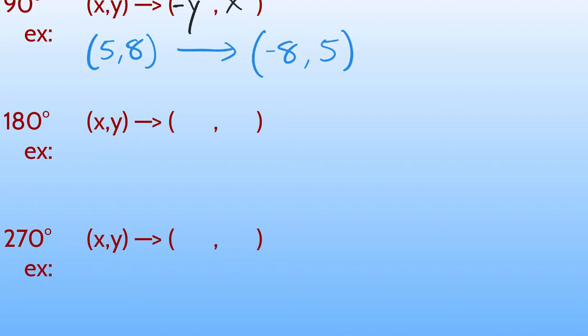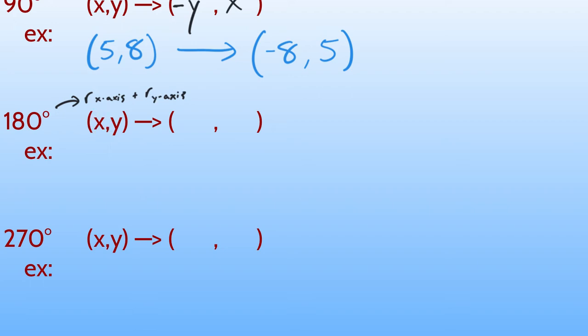All right, so the next one is 180 degree rotation. One of the ways I like to think of 180 degree rotation is that it's a reflection over the x-axis and a reflection over the y-axis. This is super helpful because if you reflect over the x-axis, you just change the sign of the y-coordinate, and if you reflect over the y-axis, you change the sign of the x-coordinate.